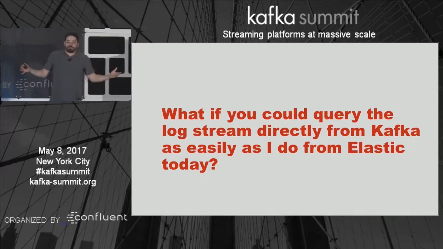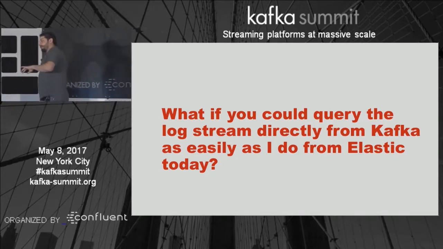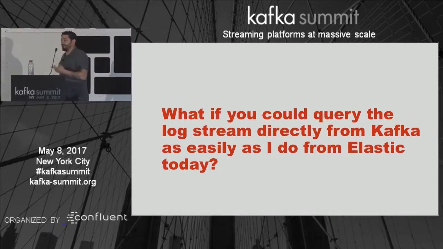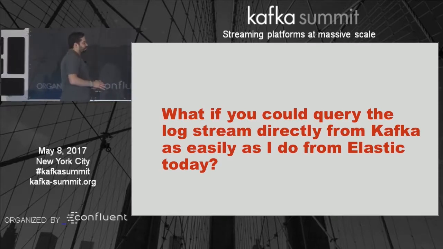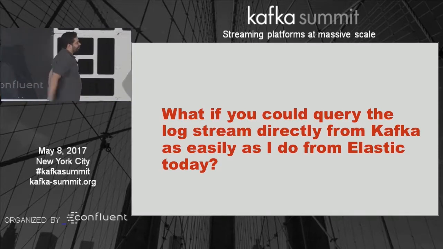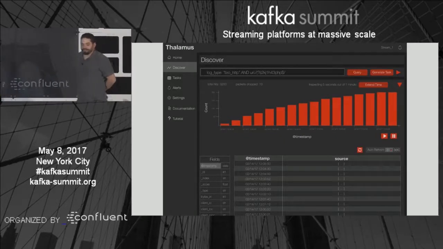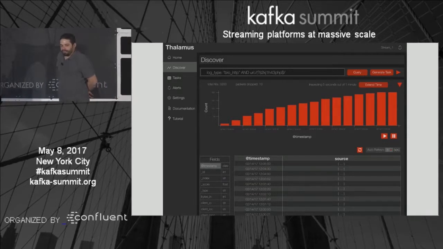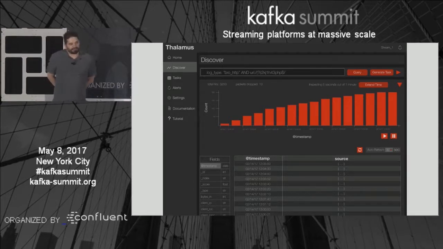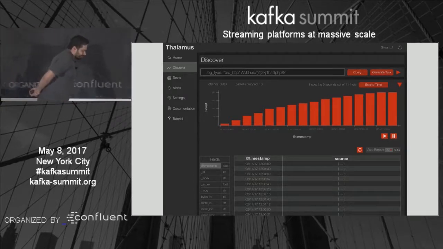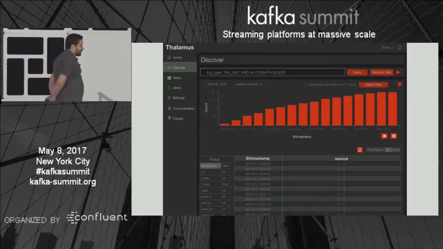So what we started to think is, what if we could query the log stream directly from Kafka as easily as we do from Elastic today through Kibana. Now, I would call this pre-alpha level software, but we're working with our high performance computing team to build out what they've dubbed Thalamus, which is a Kibana-like UI built directly on top of Kafka. So you just ship logs to your Kafka cluster, and then they become searchable directly from the stream.